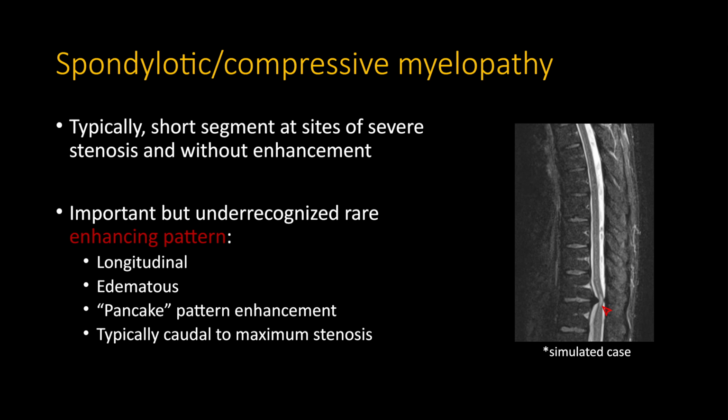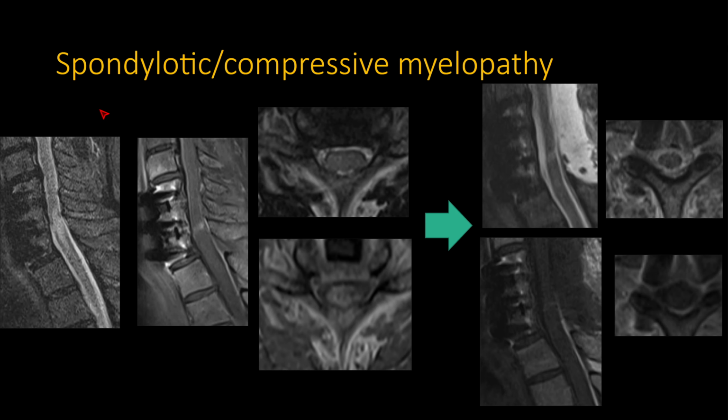It's not going to be like this sort of almost narrowed cord. And then they'll have that pancake type enhancement pattern that I showed. And in that particular pattern, you're going to have the hyperintensity extend from the site of stenosis inferiorly or caudally, typically. So here's that case I showed earlier with the pancake enhancement in the setting of some stenosis up here, and you can see the hyperintensity being caudal to that level.